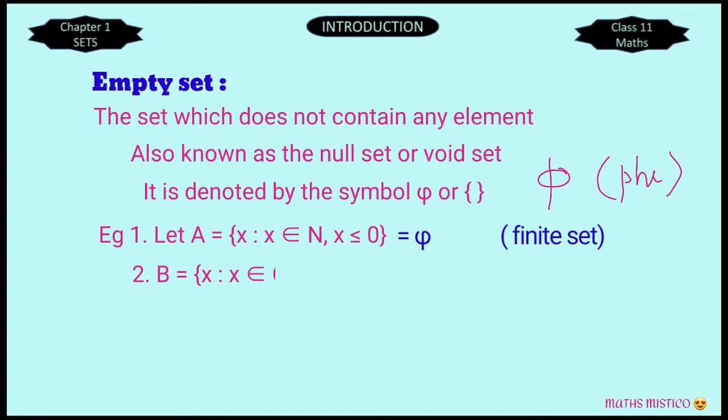Another example of void set is the set of all x such that x belongs to Q and x square minus 3 is equal to 0. This means x is a rational number which satisfies the equation x square minus 3 equal to 0. Let us find out the solution of this equation. x square is equal to 3 or x is equal to plus minus under root 3. So it has two solutions, root 3 and minus root 3. Both of them are not rational numbers. So B is equal to phi. So I hope you have understood all the three terms: empty set, finite set and infinite set.